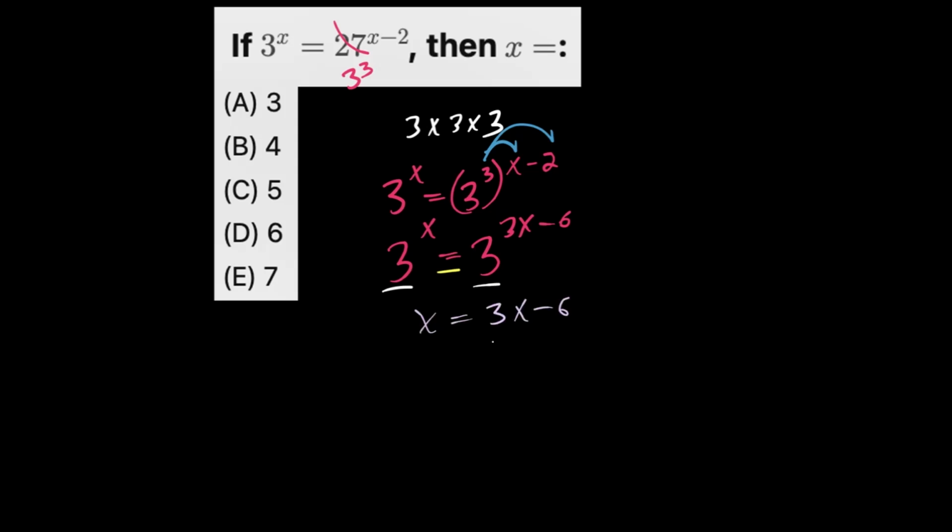Now we can solve by taking away 3x from both sides. So negative 2x equals negative 6. Divide both sides by negative 2. And we'll get x equals 3, which is answer choice A.